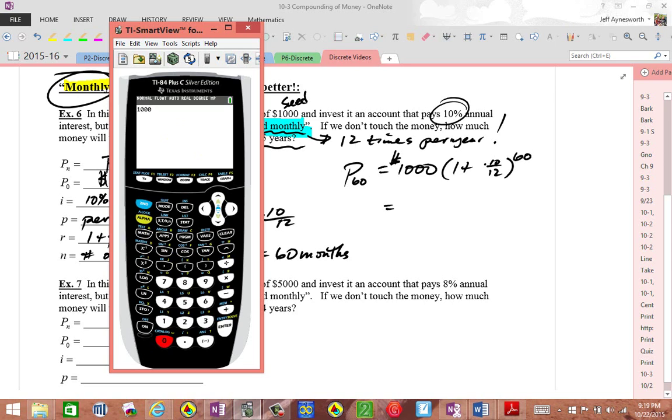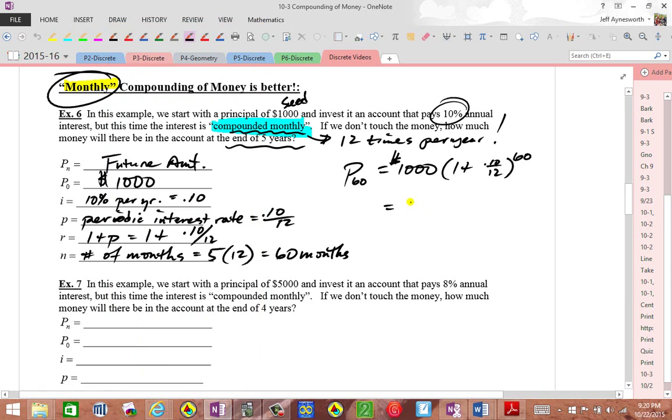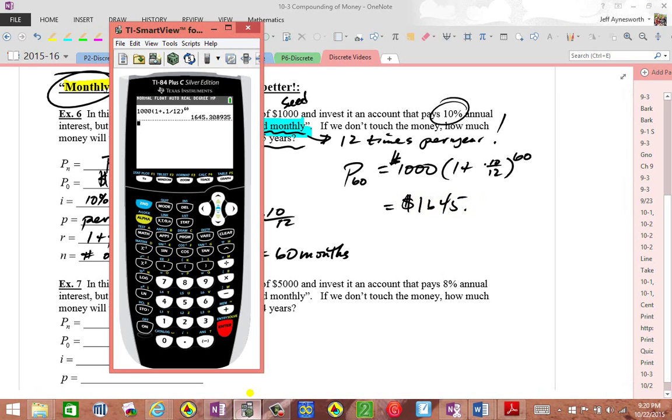You just type it in directly. Use parentheses, 1 plus 0.1 divided by 12. So you type it in directly as you see it, close it off, and raise it to the 60th power. I mean, the TI-84 makes it super simple. All right, and you get 1645 and, I think it said, 31 cents.